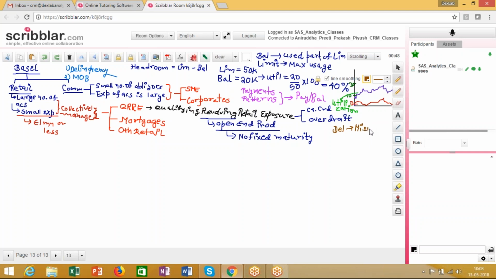Missed payments on EMIs. Missed payment of EMIs.